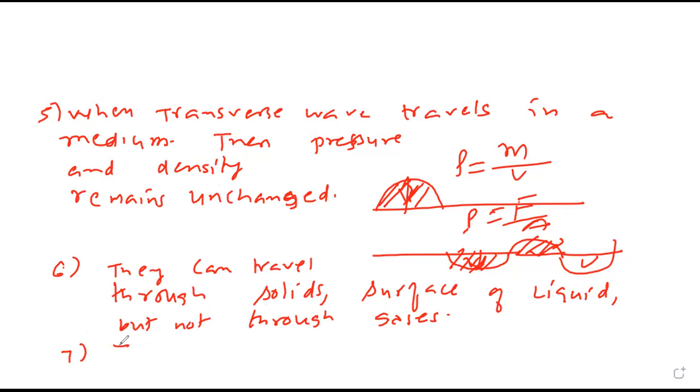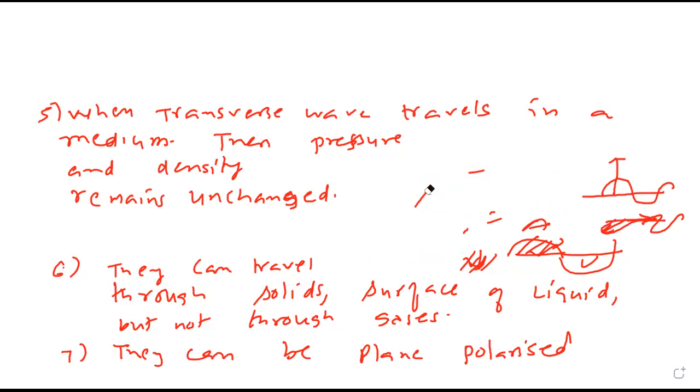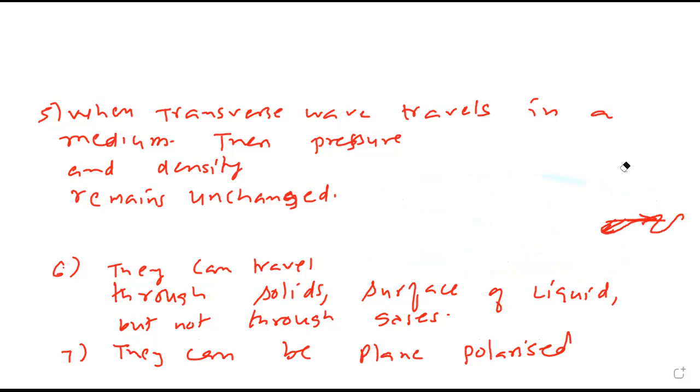Seventh, they can be plane polarized. Meaning, if the particle is vibrating along the y-axis and the wave is traveling along x, it is transverse. Also, when the particle is vibrating along z and the wave is traveling along x, still transverse. But if you restrict the motion of the particle to only one plane, then it is called plane polarized. Write these points again. In the exam, they will ask to distinguish between transverse and longitudinal wave. So you have to write four points for transverse and four for longitudinal.